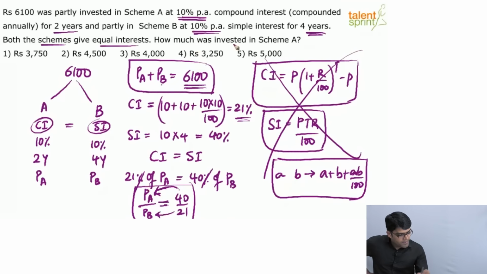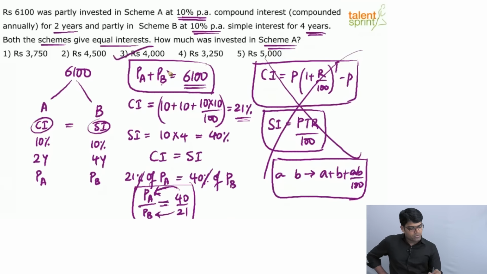He's asking us to find out how much was invested in scheme A. See, 61 parts is equivalent to 6,100. So each part is 100 rupees. How much was invested in scheme A? 40 parts. If each part is 100, 40 parts will be 4,000. Option 3 is your answer. Yes or no? 61 parts is equivalent to 6,100. 40 parts is equal to what?